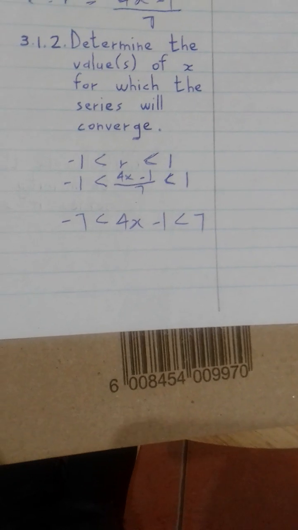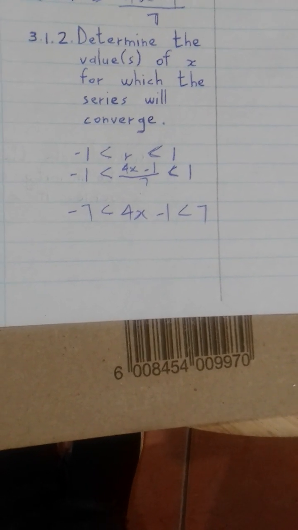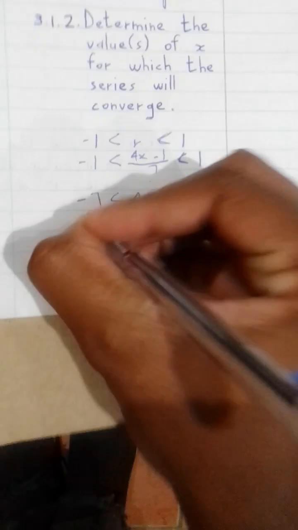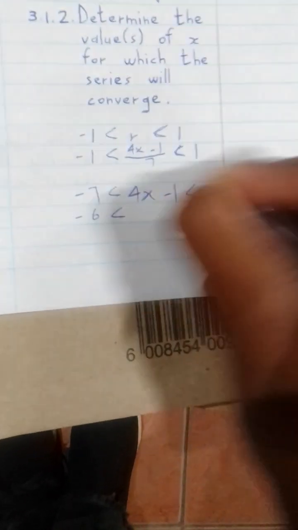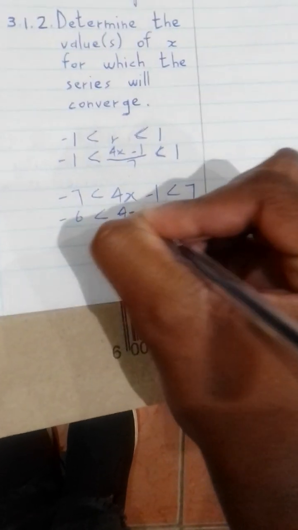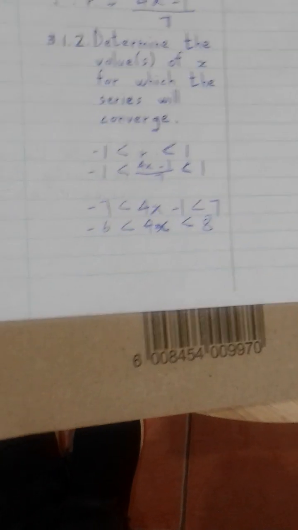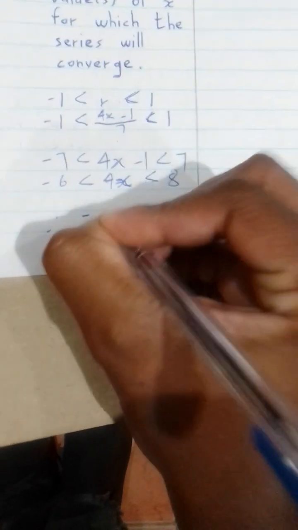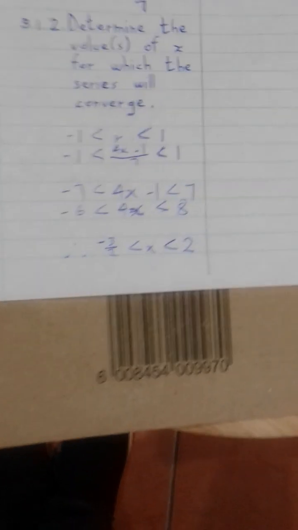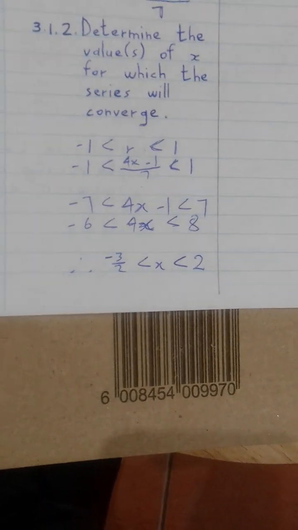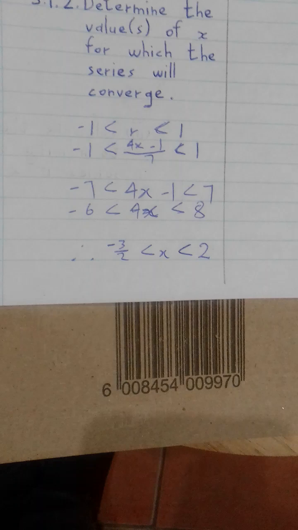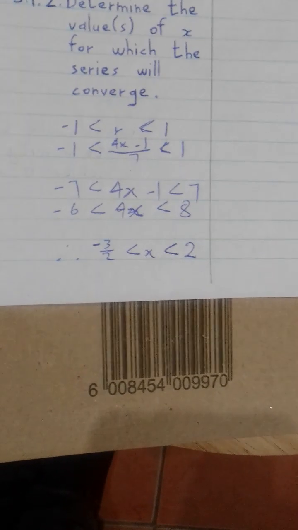We add 1 everywhere. Okay, so -7 plus 1 is -6. 4x minus 1 plus 1 is 4x. 7 plus 1 is 8. Therefore, -6 divided by 4, -3 over 2. 4x over 4 is x. 8 over 4 is 2. So, in order for the series to converge, x must lay in between -3 over 2 and 2. Hope that is clear and I hope that makes sense.